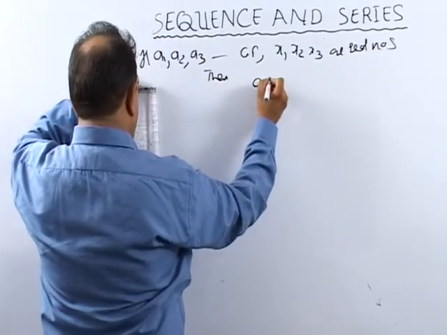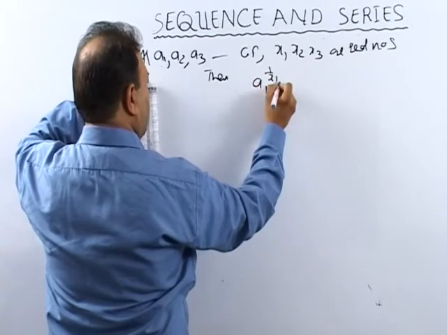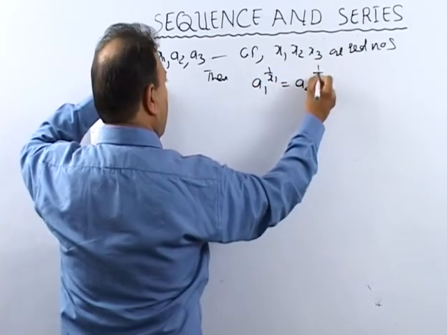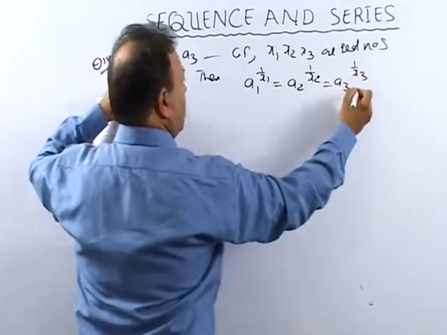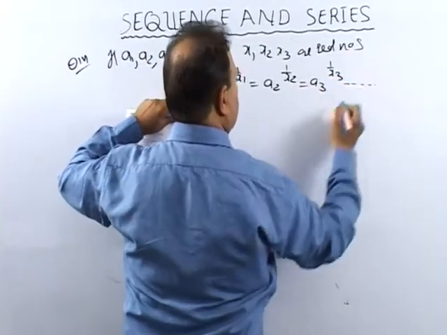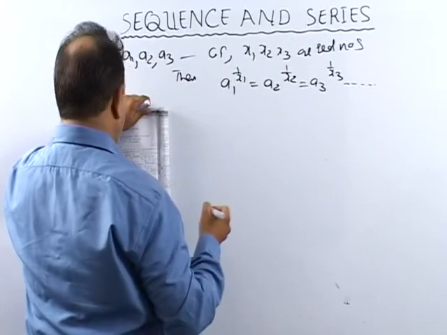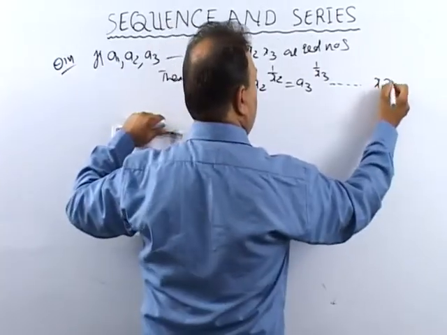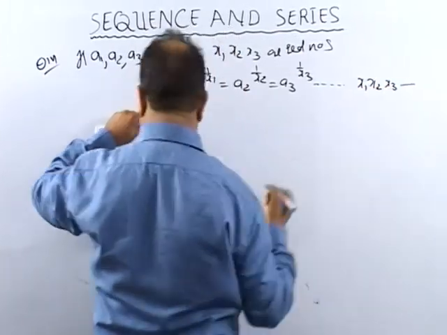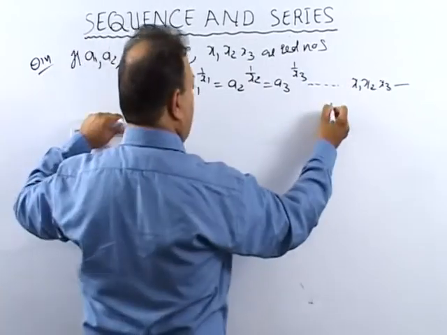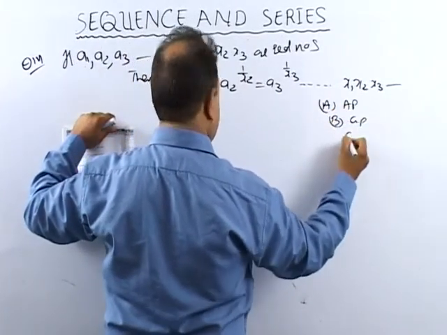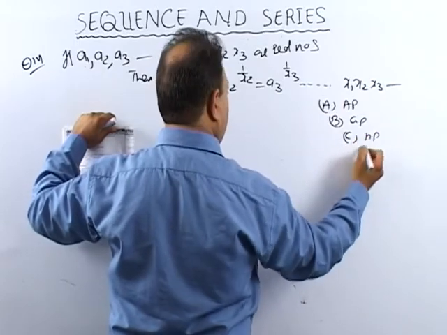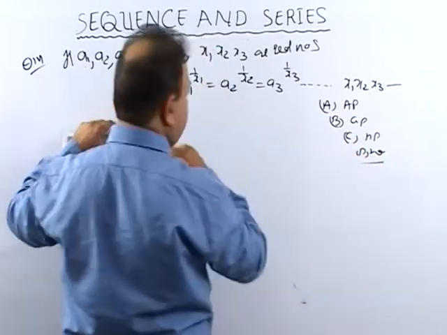Then a1 to the power 1 upon x1, a2 to the power 1 upon x2, a3 to the power 1 upon x3, and it goes on like this. This has been given. Then we have to find out what x1, x2, x3 are. The first part is AP, the B part is GP, the C part is HP, and the D part is none of these.